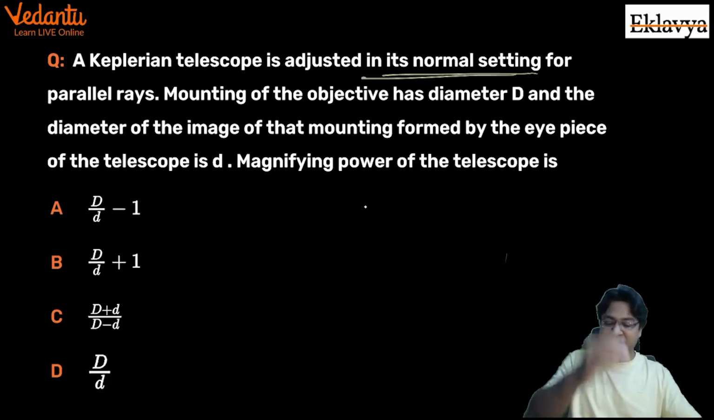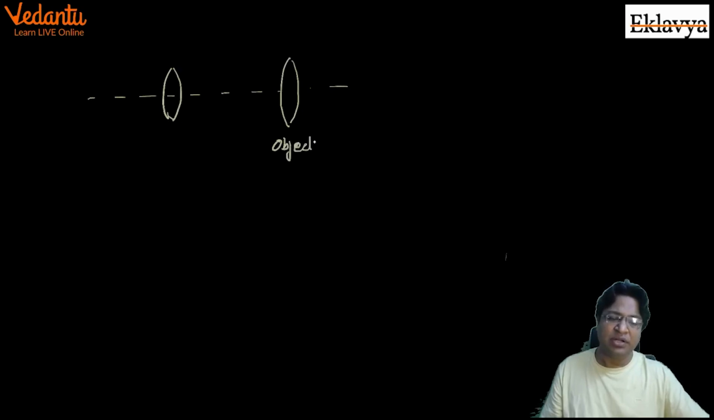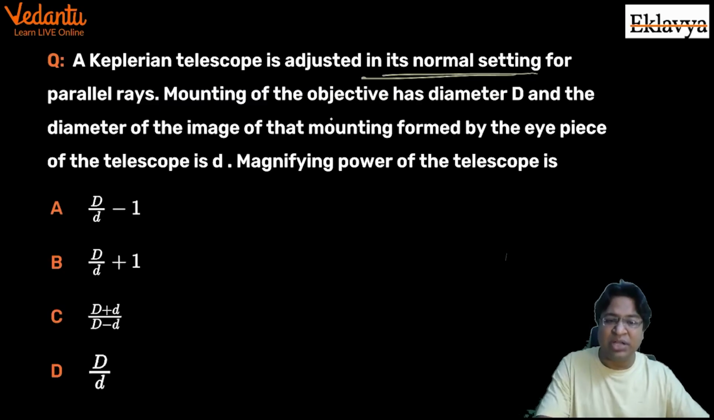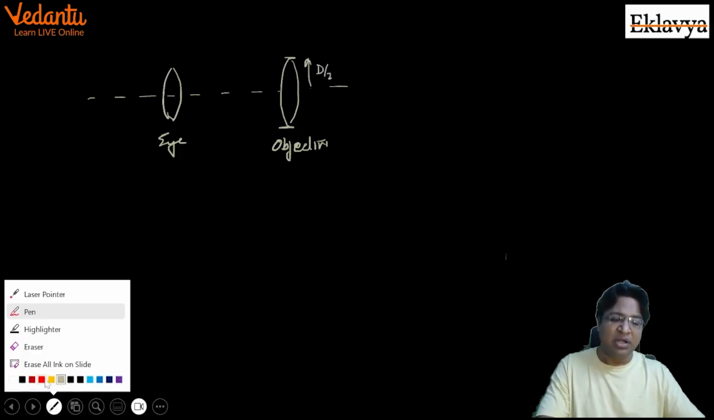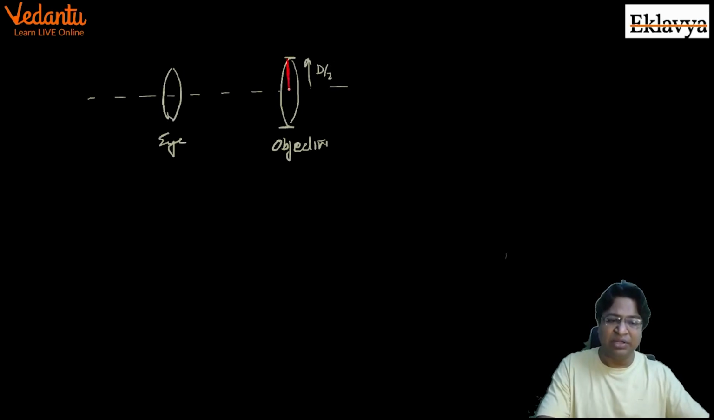Now this is an interesting question, guys. So first of all, to solve this question, you should be thorough with the knowledge of the telescope. So let's say the objective lens is this, and let's say the eyepiece lens is this, somewhere here. So this is the objective, and this is the eyepiece. Now this objective is mounted inside something, and that something has a diameter d. So basically this height is d by 2. All right, now let's consider this lens as the object.